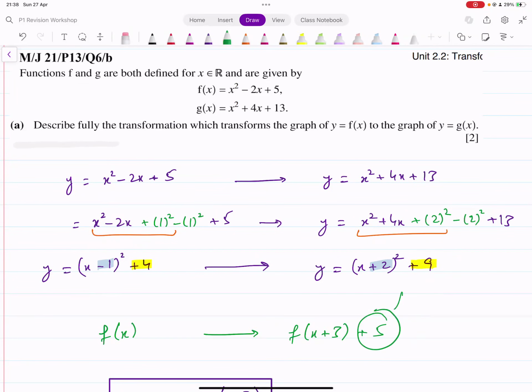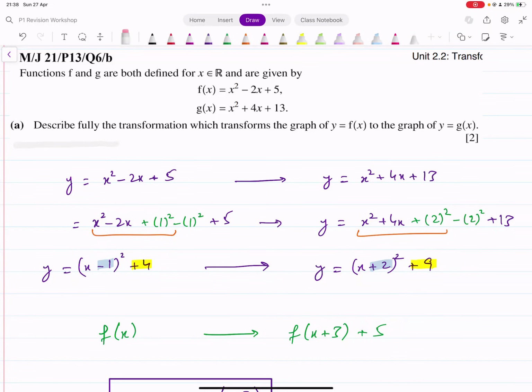So plus 5 outside. And then what else? Inside the function, you have minus 1 right now. That has to become plus 2. How do you go from minus 1 to plus 2? How much do you have to add? You have to add 3. You have to do plus 3. So inside the function, it's f of x plus 3.